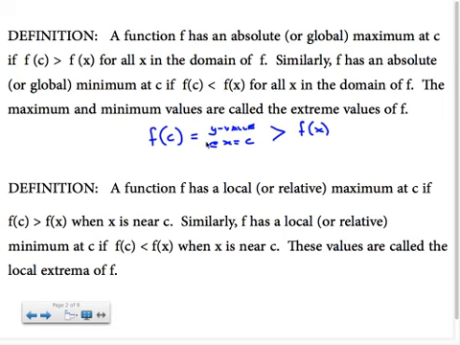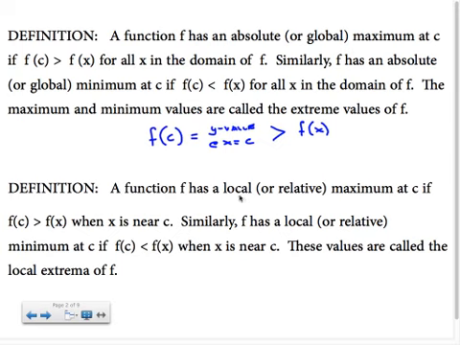Now, this is talking about over the entire domain of f. So f could be all real numbers, or it could be a closed interval, -4 to 4, for example. If that's the domain of f, then we're talking about the biggest y value that occurs in that domain. Now, this is a similar definition for something else. So the wording is going to be almost identical in most places.